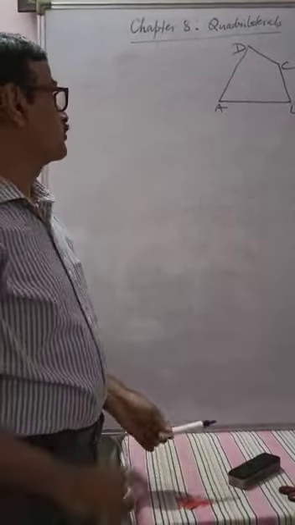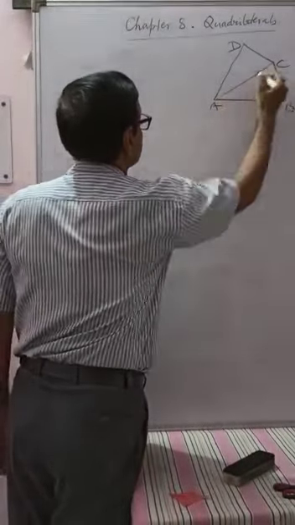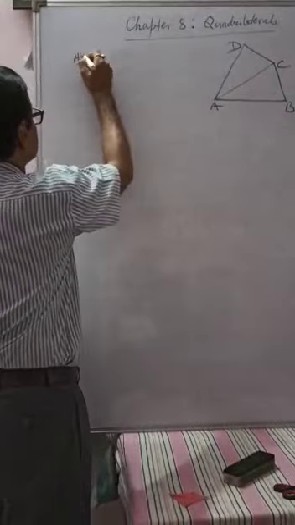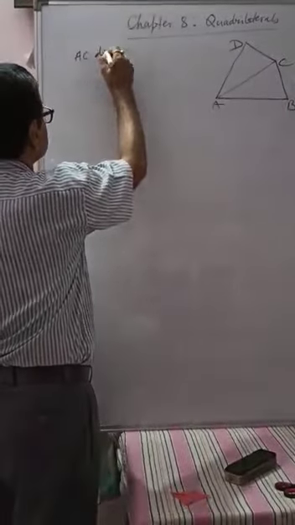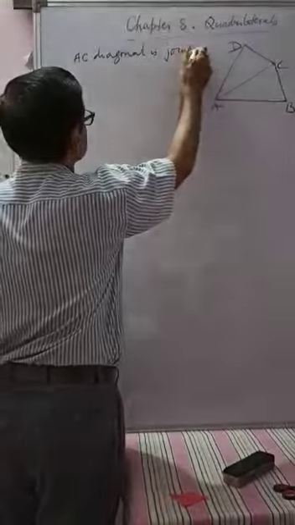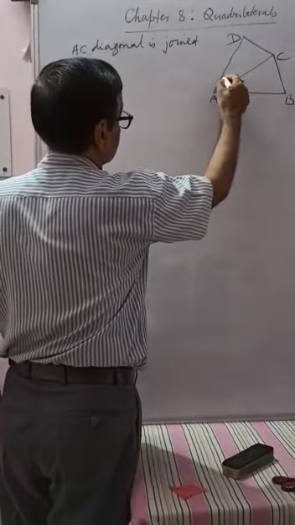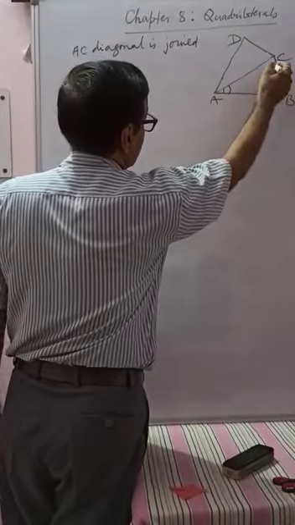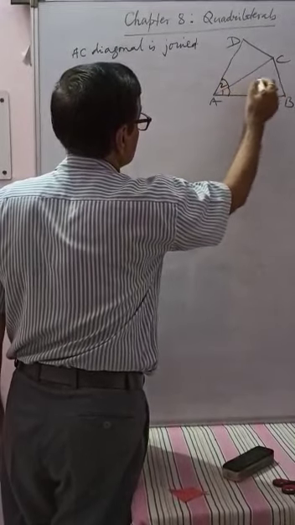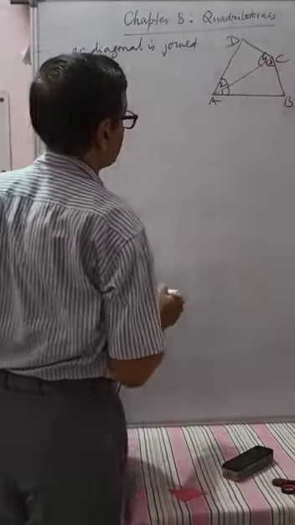Now we will prove it geometrically, and for that first we have to join the diagonal AC. So diagonal AC is joined. Now let us name this angle as angle 1. This one is angle 2. This one is angle 3. This one is angle 4.